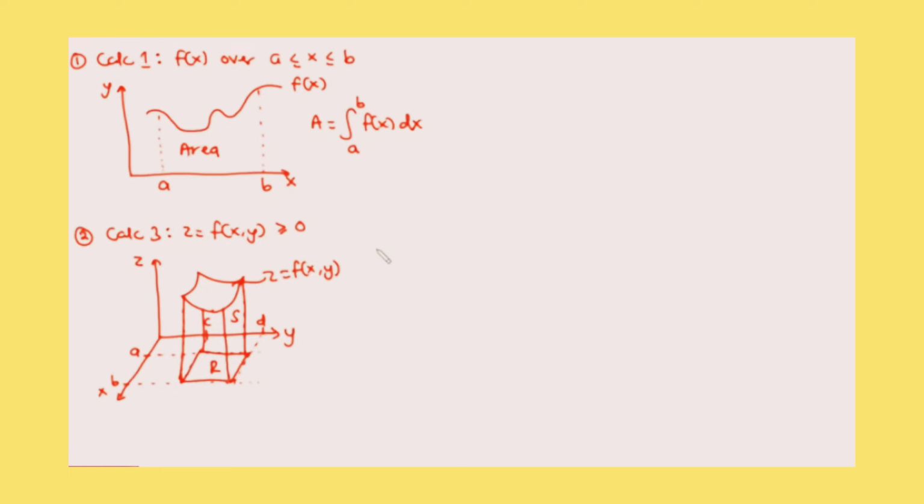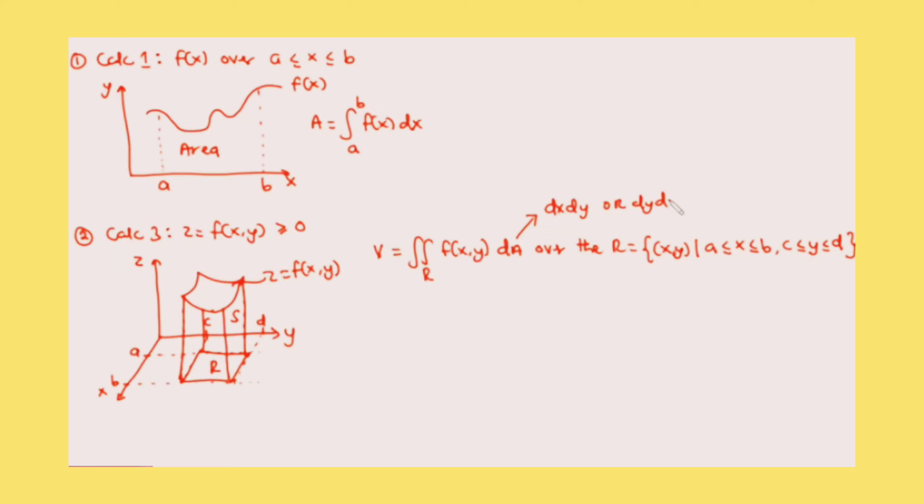So the volume of this solid V is given by the double integral over the region R of the function f(x,y) dA, where R is the set of all ordered pairs (x,y) such that a ≤ x ≤ b and c ≤ y ≤ d. Now notice that dA can also be expressed as dx dy or dy dx.